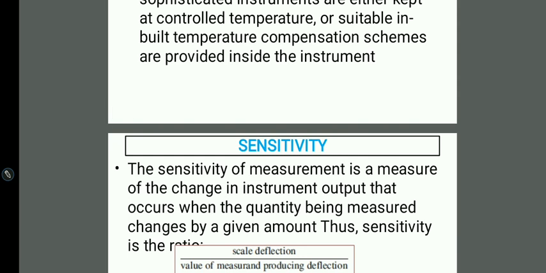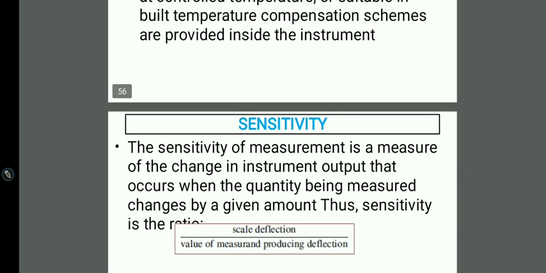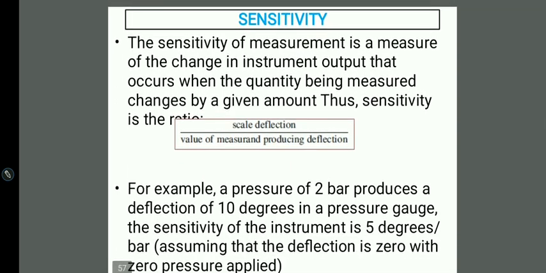The sensitivity of the measurement is a measure of the change in instrument output that occurs when the quantity being measured changes by a given amount. That is scale of deflection divided by value of the measurement producing deflection. Let us also see this as an example. So this is the sensitivity of the measurement. The first one was sensitivity of the instrument. So let us see what is sensitivity of the measurement by an example.